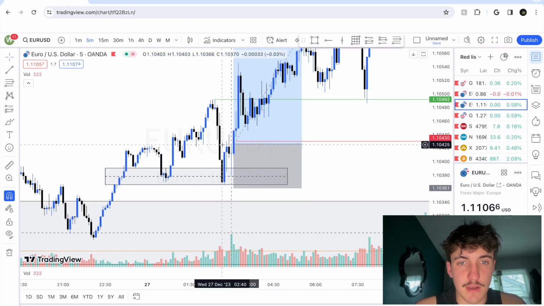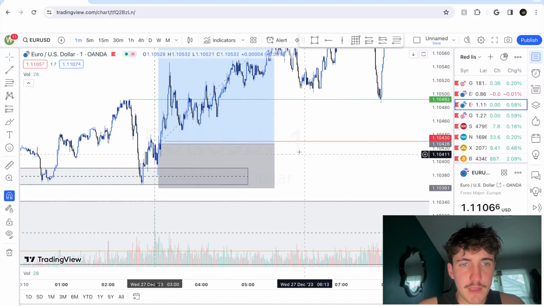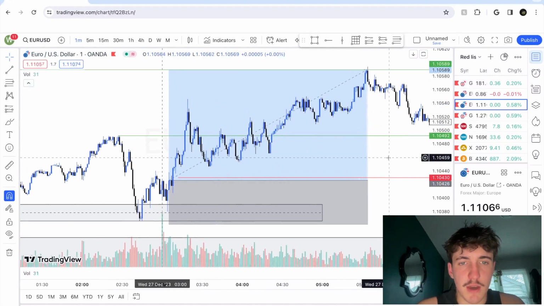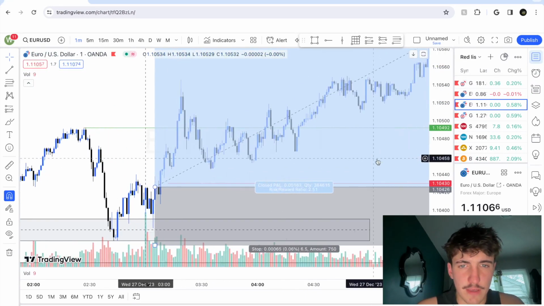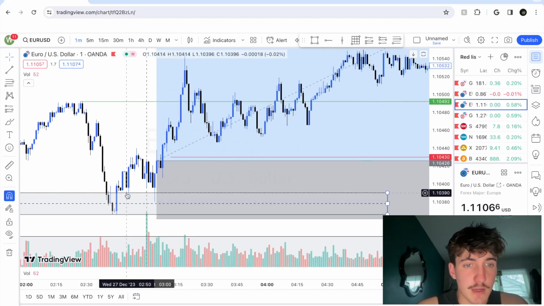I need to find an entry. I like this 5-minute break of structure right here, but I was like, I can find a better entry on the 1 minute. Now on the 1 minute, if I have this much confluence, I'm really not looking for a fair value gap because I don't know if we'll retrace into it. You know, we already did 3 times and rejected 4 times.